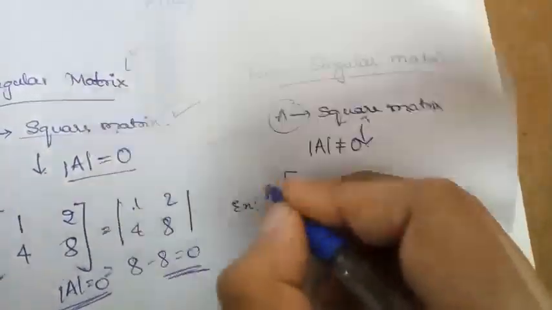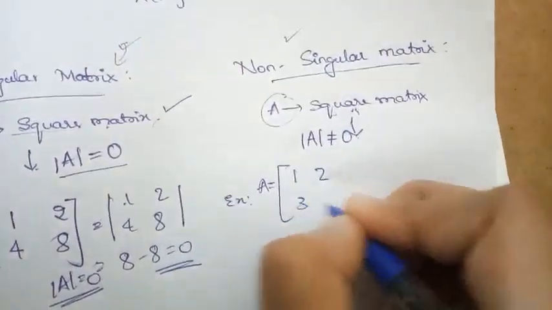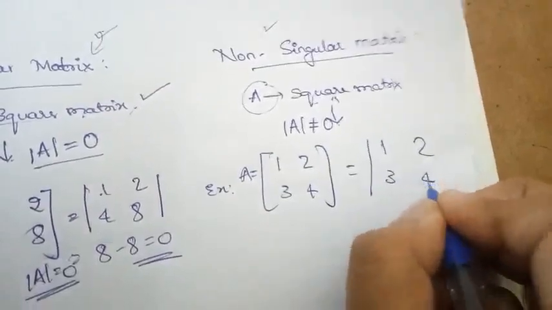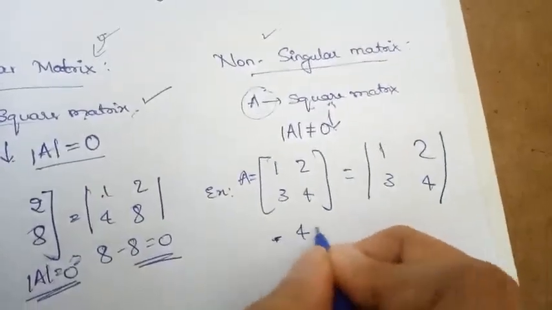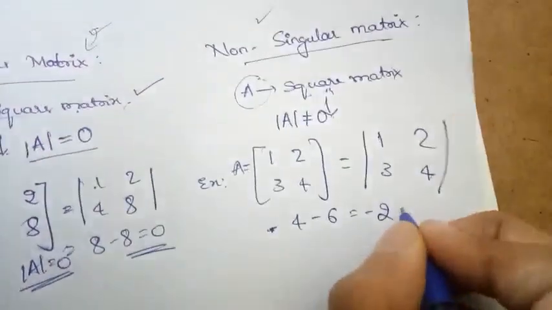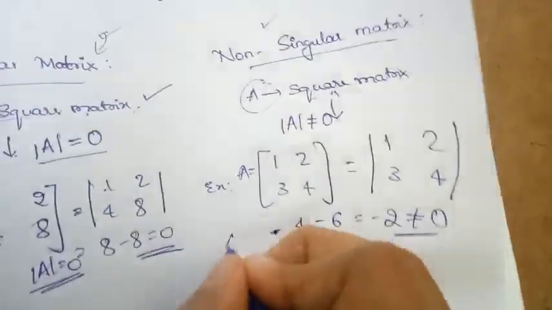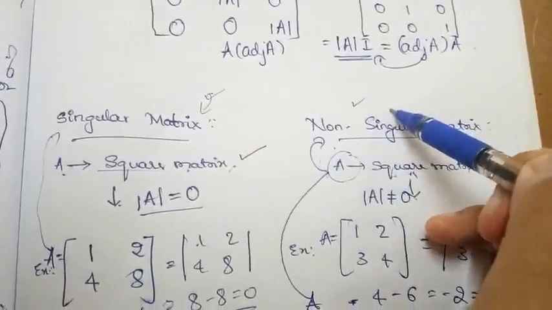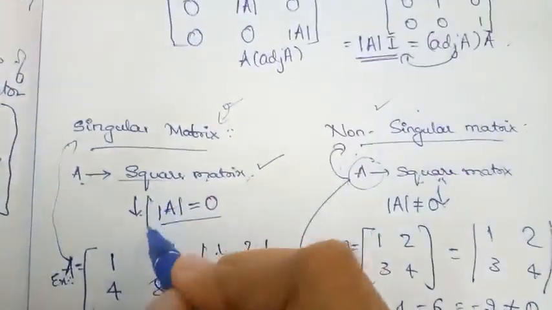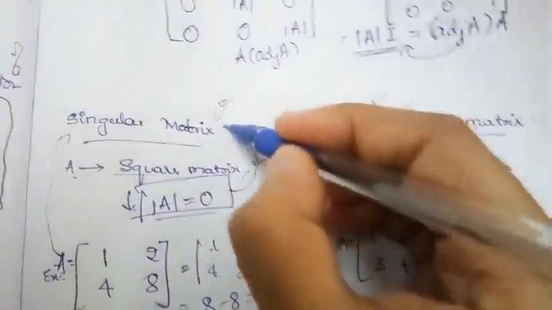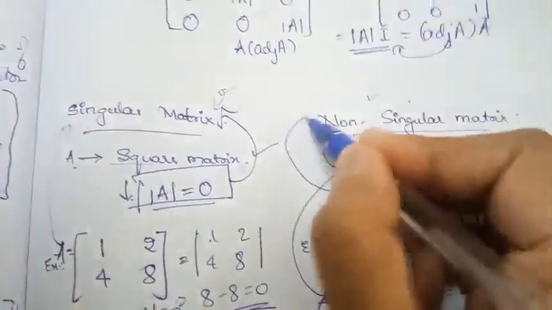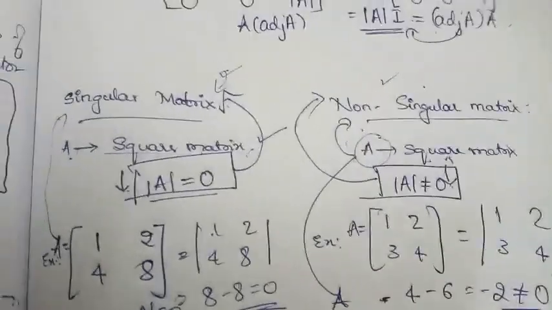For example, consider a matrix A equal to [1 2; 3 4]. If I need the determinant value of this matrix, what will be the value? It is nothing but 4 minus 6, which is equal to minus 2, which is not equal to 0. Therefore, our matrix A is a non-singular matrix. So this is what singular and non-singular matrices mean. Singular means the determinant value of A is equal to 0. Non-singular means the determinant value of A is not equal to 0.